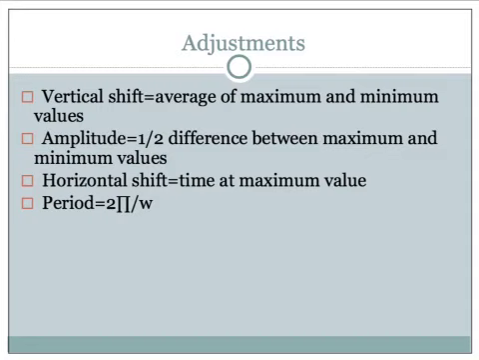Adjustments. The vertical shift is the average of maximum and minimum values. The amplitude equals 1/2 the difference between maximum and minimum values. The horizontal shift is the time at maximum value, and the period equals 2 pi over omega.